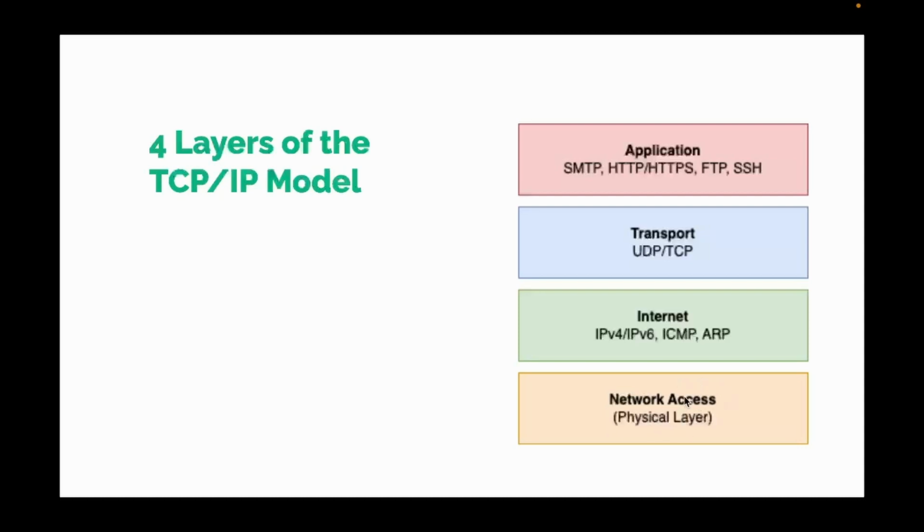So all that physicality, all that transmission, all that transport has to happen. The network access layer is involved in that. So this is the physical layer. It contains 3 sub layers of the OSI. We don't need to go into detail. So this is simple.